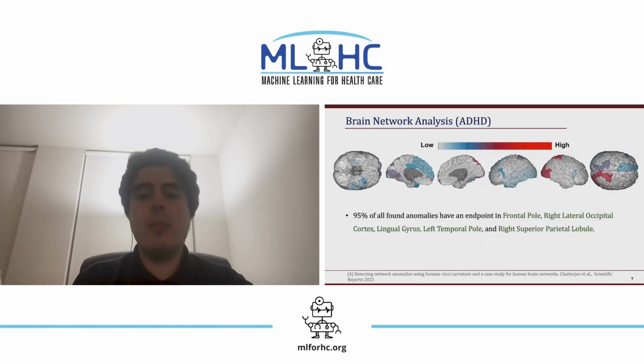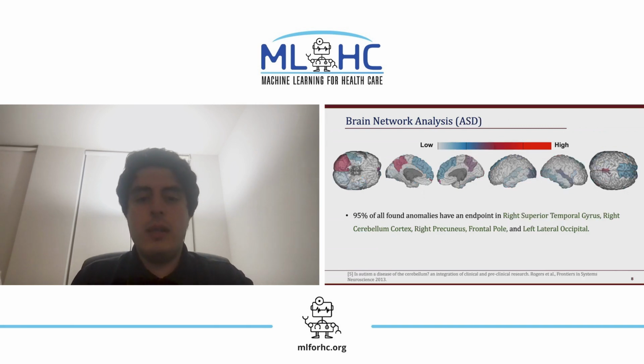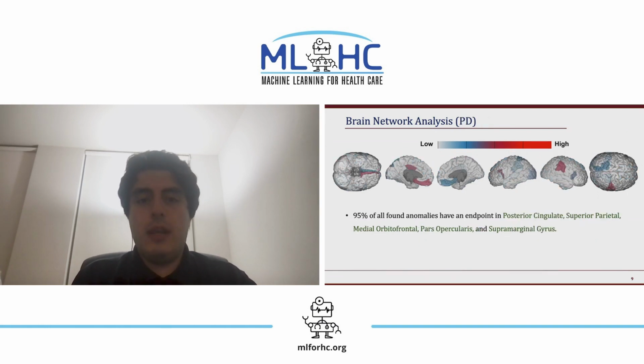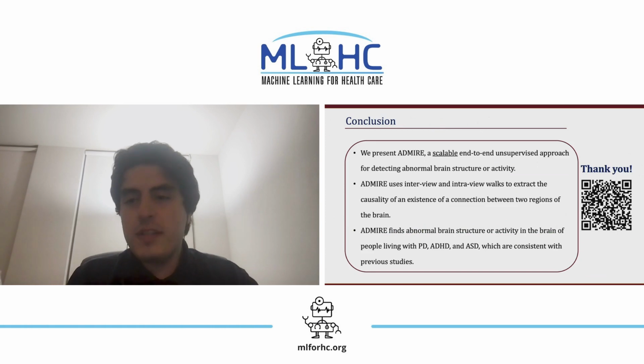Admire finds abnormal brain activity in the condition group that is surprisingly consistent with previous studies. Most specifically, in the ADHD group, it finds anomalies in the frontal pole and right superior parietal lobule. In the ASD group, it found anomalies in the superior temporal gyrus. And finally, in the PD group, it found anomalous connections in the posterior cingulate.